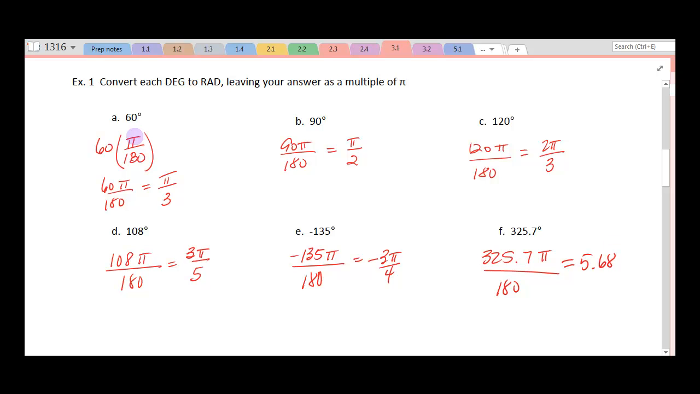So it's a fairly straightforward calculation. You would simply put pi over 180, multiplying it times your degree measure, reduce the fraction leaving pi in the numerator.